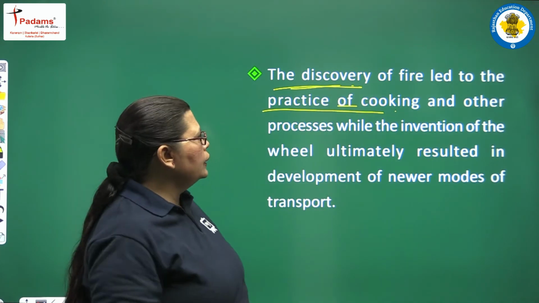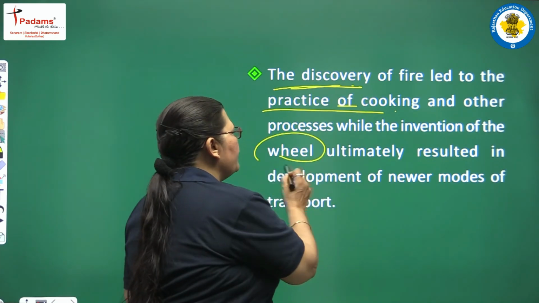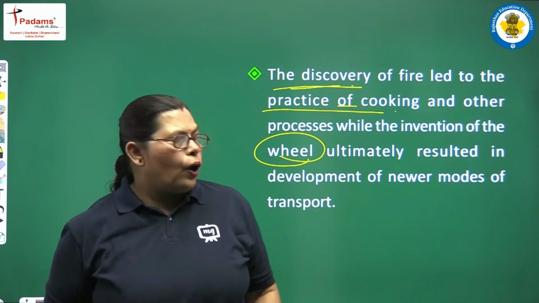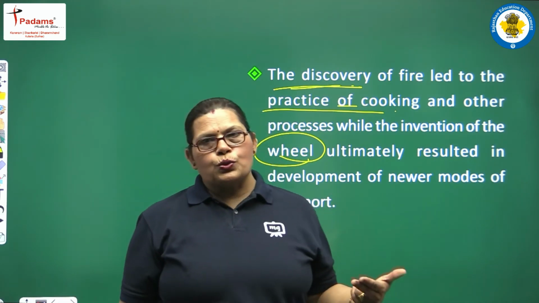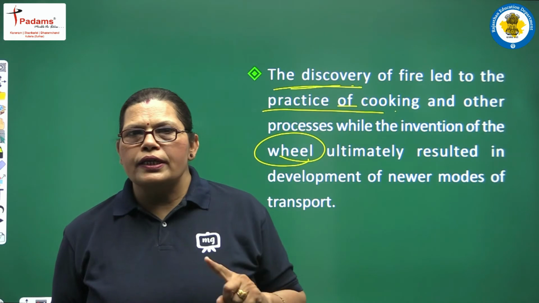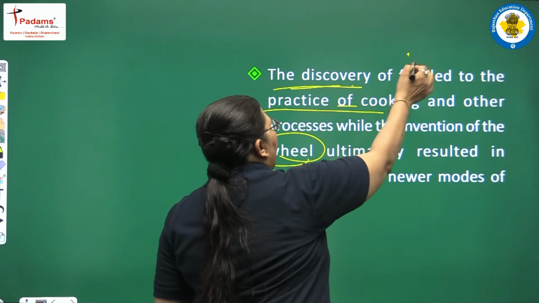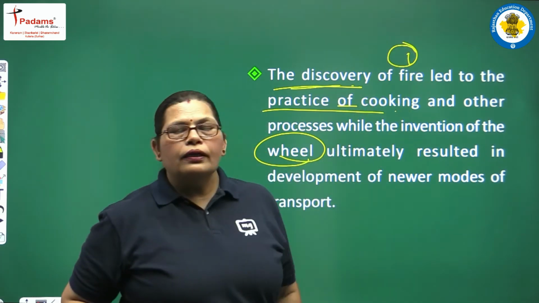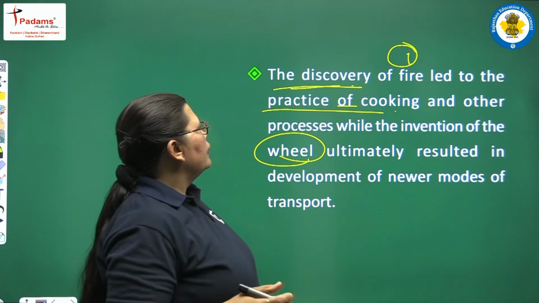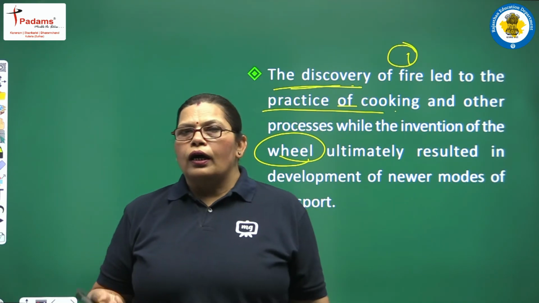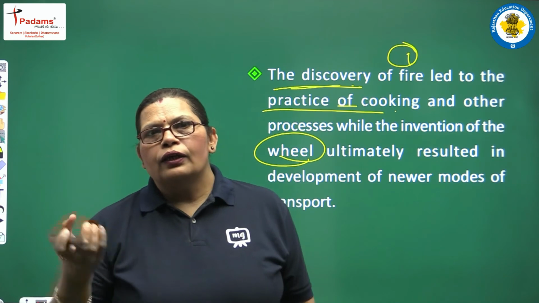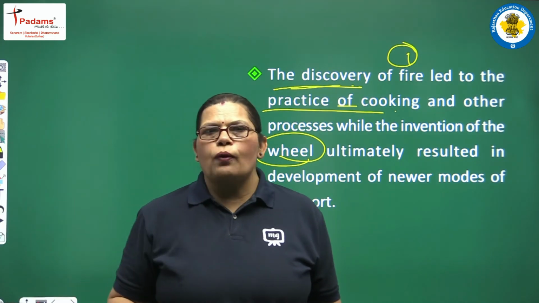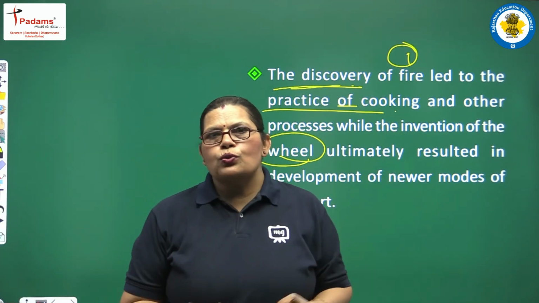Okay, see here, the discovery of fire led to the practice of cooking and other processes, while the invention of the wheel ultimately resulted in development of newer modes of transport. Here again two resources are there. The first one is the fire resource, and when the fire was discovered, then first of all a little bit part of the chicken was dropped in the fire and it was cooked.